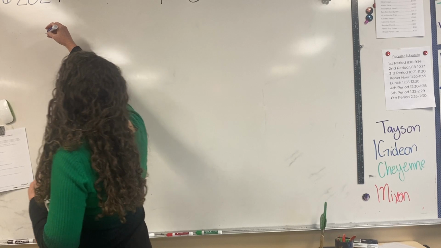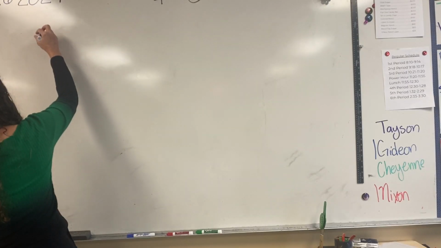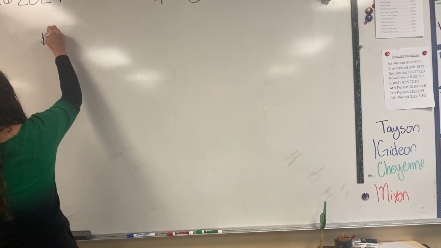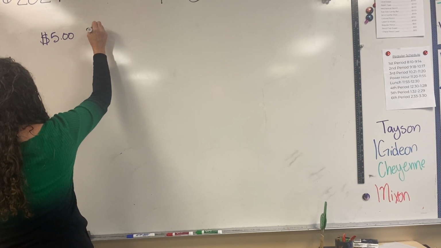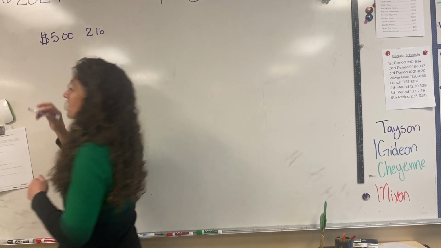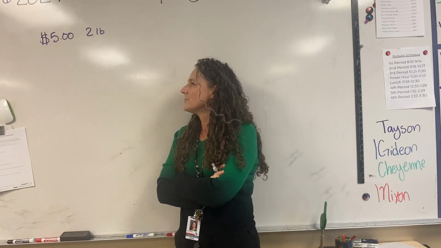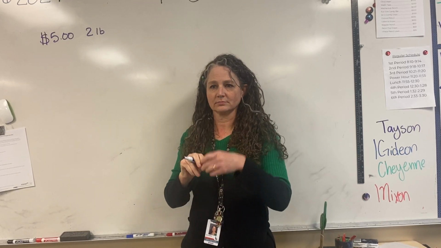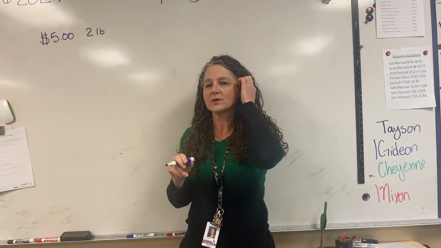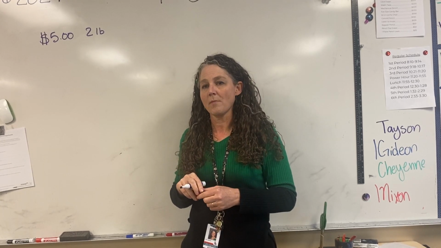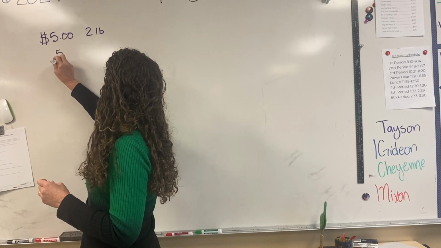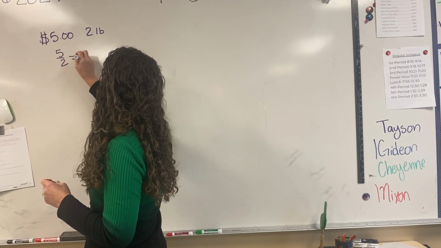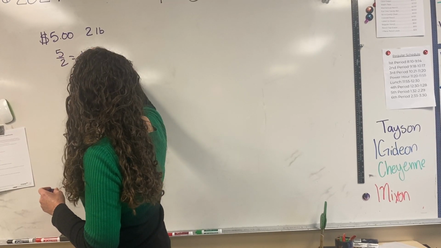Let's say I spend $5 on 2 pounds of grapes. Okay? How much did I spend on 1 pound? And how do you figure that out? Hadley, how do I do this? You divide $5 by 2, so just 5 by 2. And you would get 2.5, but in money that would be $2.50.